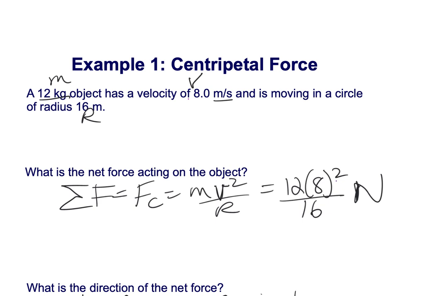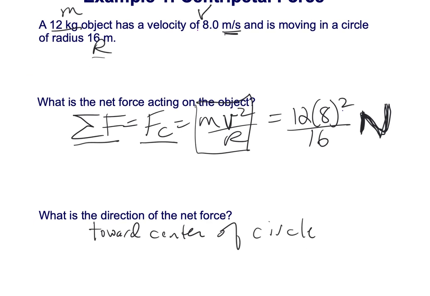So they gave me mass, they gave me the tangential velocity, and they gave me the radius. Okay, what is net force? Net force is centrifugal force when you're going around in a circle. And there's the equation for centrifugal force. Plug in your numbers from above, and then work it on a calculator. I'm going to save time and not do that. And then don't forget to put newtons. And the direction of net force, this vector is always toward the center of the circle.